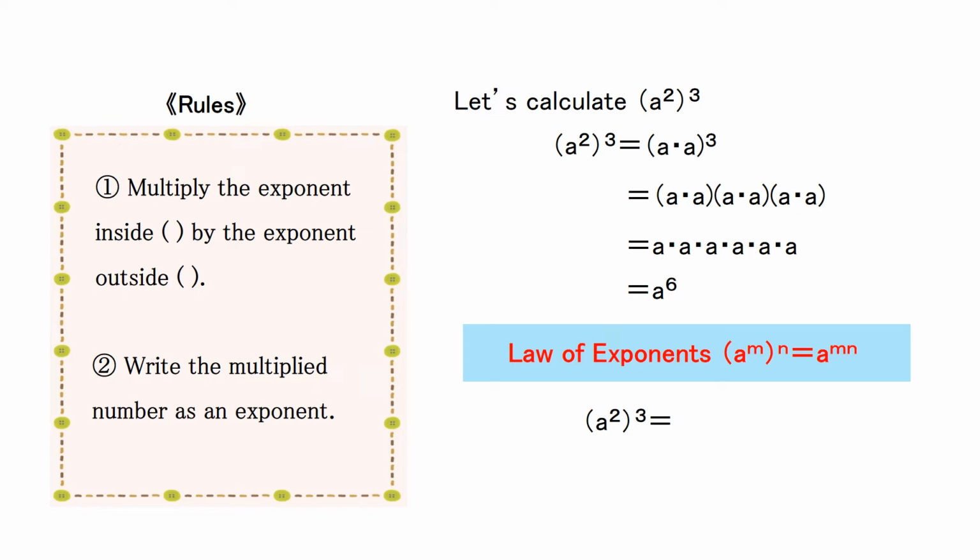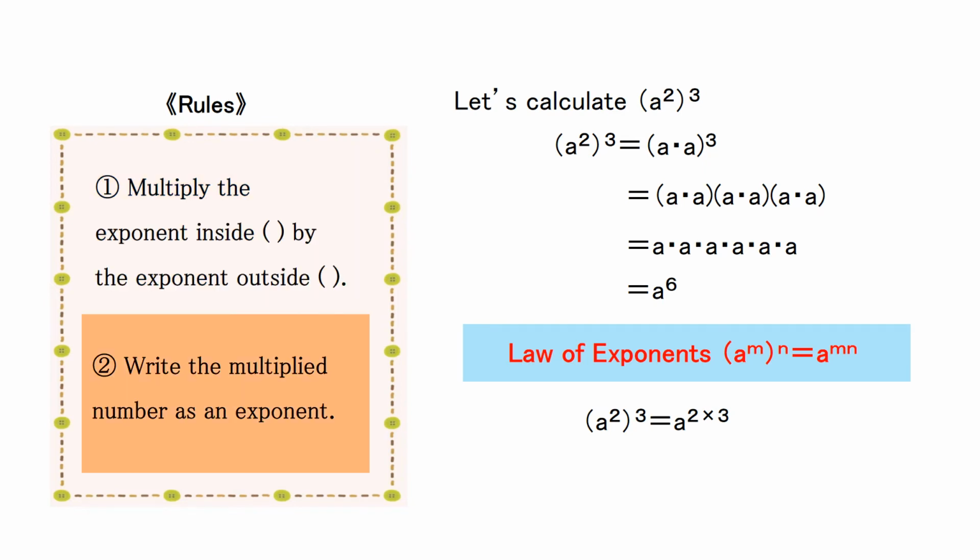Now let's calculate (a^2)^3 again using the exponent rule. The first step is to multiply the exponent in parentheses by the exponent outside of parentheses. The exponents of (a^2)^3 are 2 and 3, so 2 times 3 equals 6. Finally, write the multiplied number as an exponent. Doing that, (a^2)^3 becomes a to the power of 6.